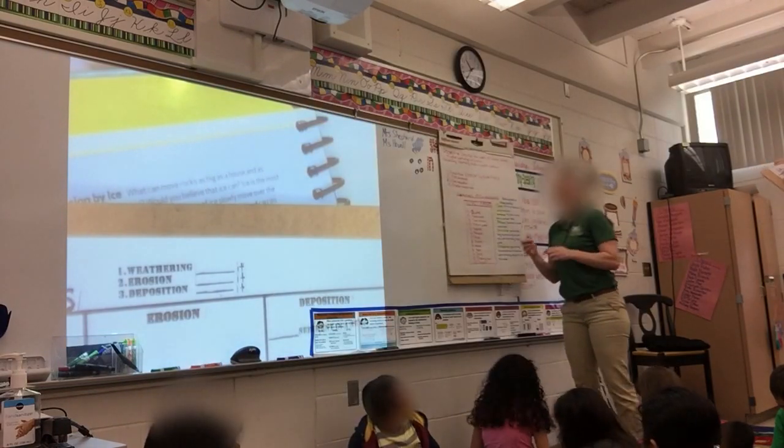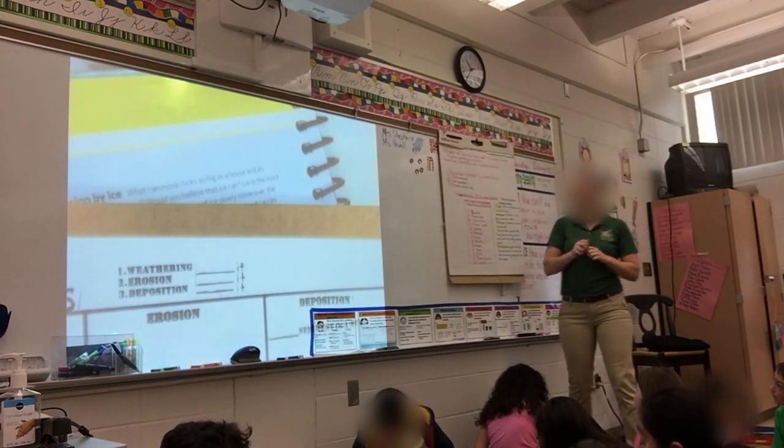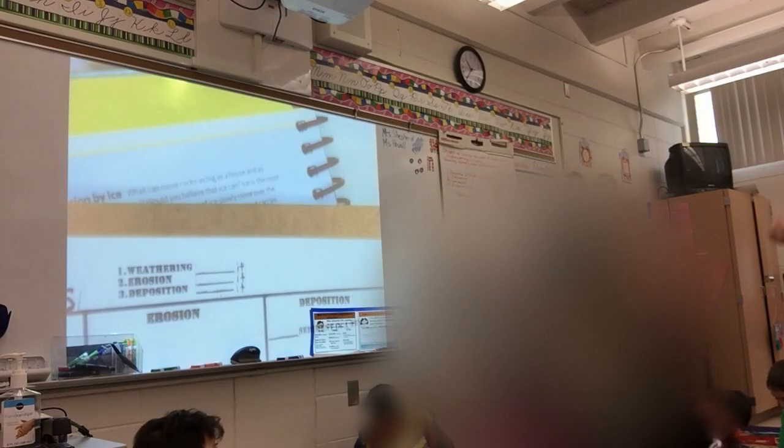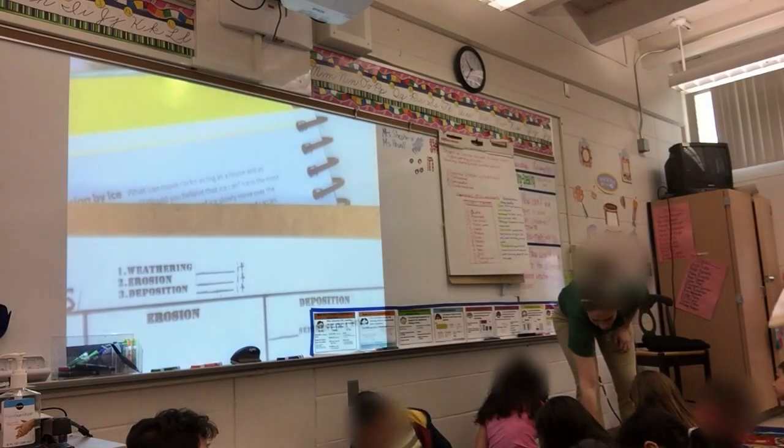So use this one, breaks, for number 1. Where do we put it? We're going to write it in that blank spot right beside weathering. Weathering breaks it.